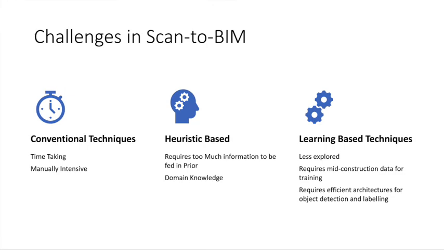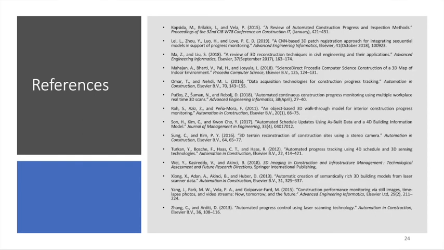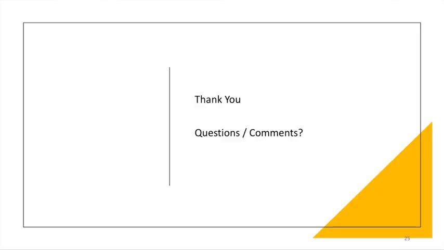Finally, this is a comparison of conventional techniques, heuristics, and learning-based. Conventional methods are time-taking and manually intensive. Heuristics require too much information to be fed beforehand and domain knowledge, and learning-based techniques are less explored, require mid-construction data for training, and require efficient architectures for object detection and labeling. So with this, I complete my presentation, and these were the challenges currently existing for vision-based progress monitoring of construction projects.